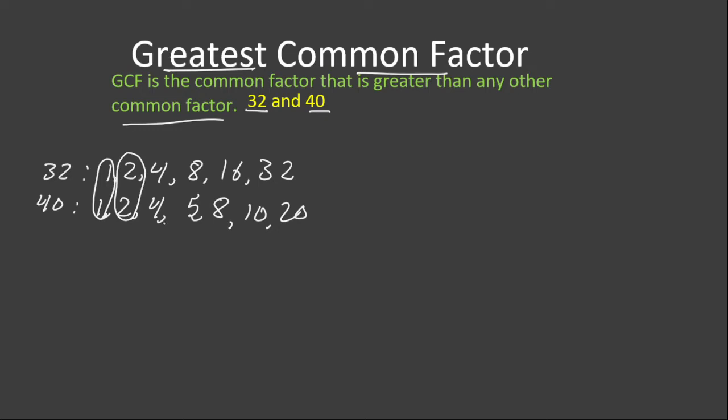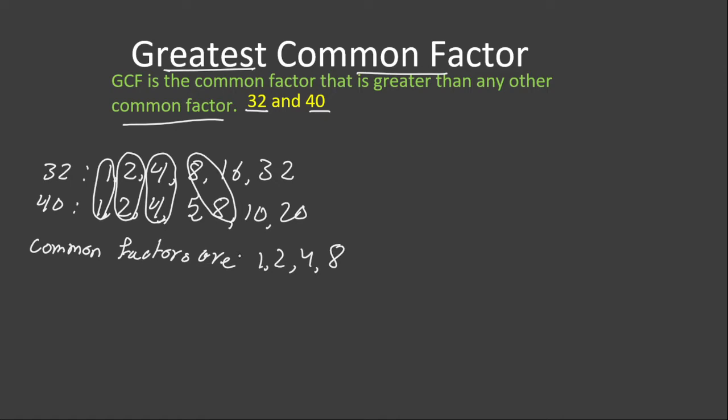2, 4, and 8. So we list the common factors of the two numbers. We can write common factors are 1, 2, 4, and 8. And now we can see that 8 is the greatest common factor.